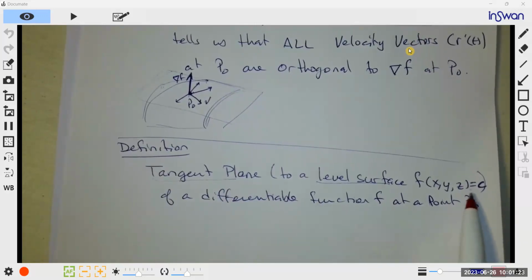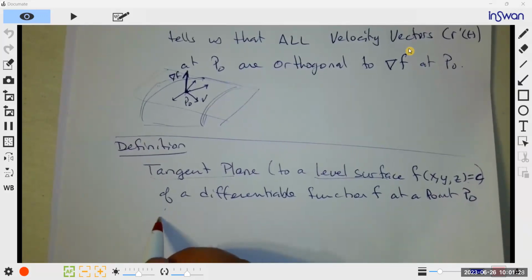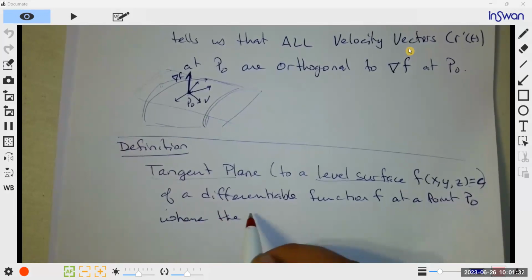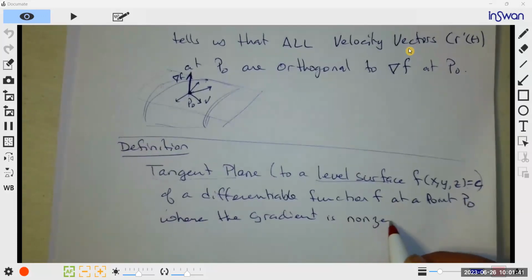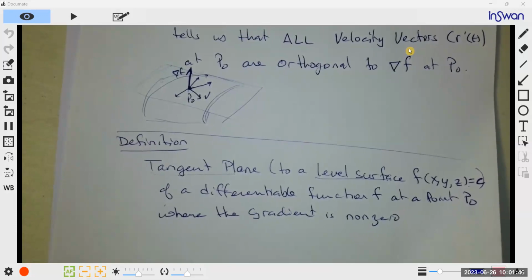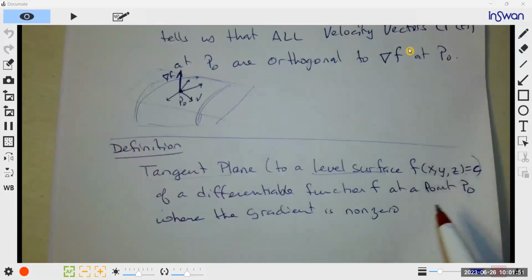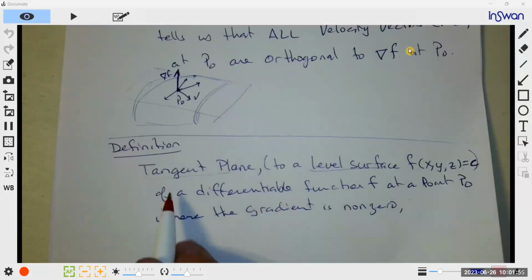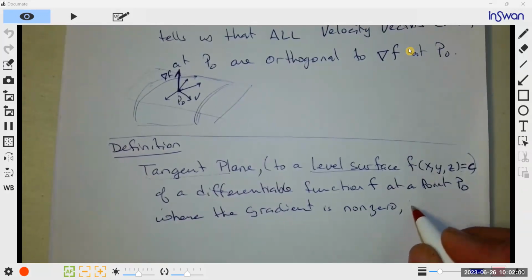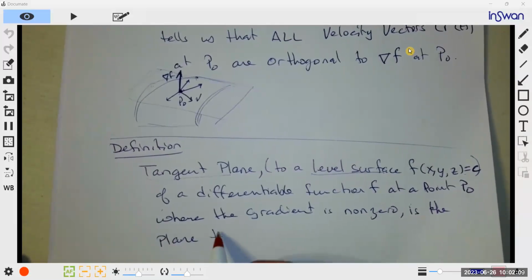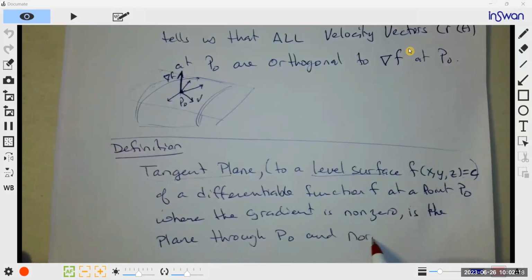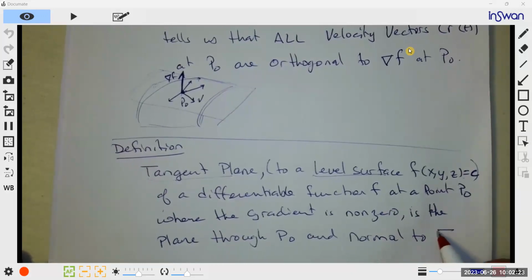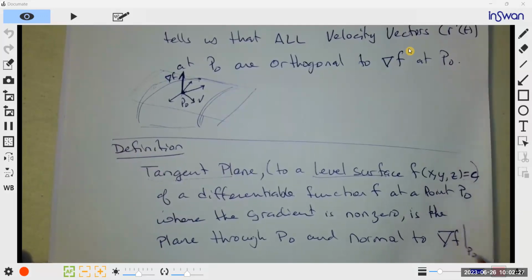So this is a tangent plane. So we get a level surface. It's differentiable at a point where the gradient is non-zero. The gradient is non-zero. So the tangent plane is the plane through that point and orthogonal or normal to the del of that function at our point p sub 0.